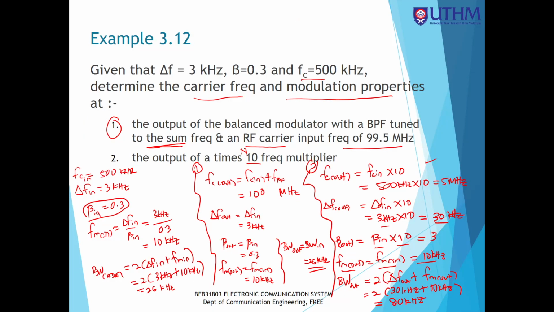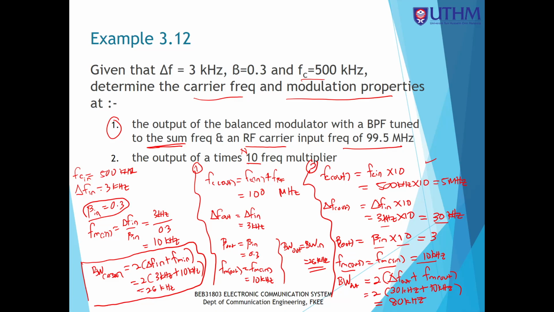And then bandwidth. Bandwidth out is equal to 2 times delta F out plus Fm out. I'm using Carson's, since at the beginning I used Carson, so I also calculate using Carson. If I want to use Bessel, you can also use bandwidth by Bessel to compare.